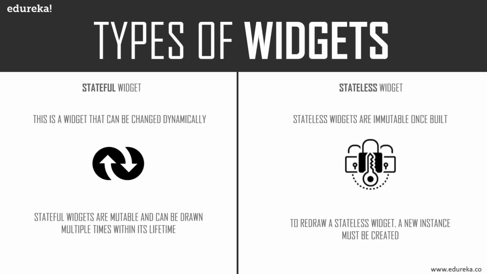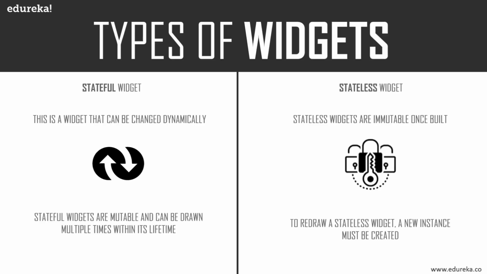On the other hand, stateless widgets are the complete opposite. Stateless widgets are immutable once built, and to draw a stateless widget, you will need to create a new instance of that widget itself. So suppose, let's say the card in itself is a stateless widget because the shape of the card is not really changing while the content is changing.